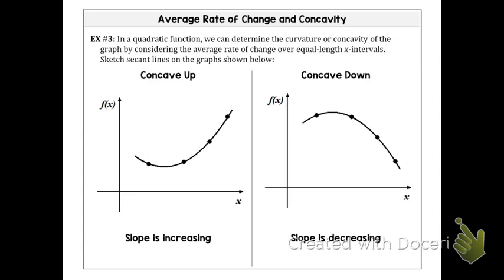All right, average rate of change and concavity. So we've talked about both of these so far. Example 3 says in a quadratic function, we can determine the curvature or concavity of the graph by considering the average rate of change over equal length x intervals. Sketch secant lines on the graph shown below. All right, and this one is supposed to say tangent, not secant lines. Just remember the tangent line is where it touches it in that one spot, okay?